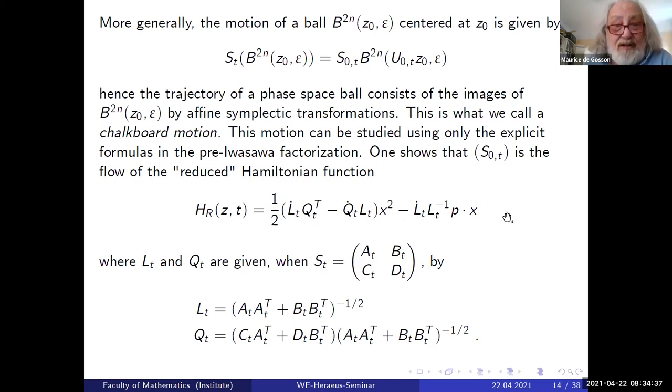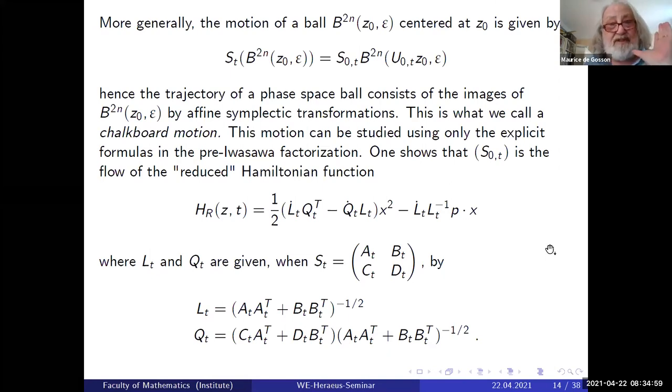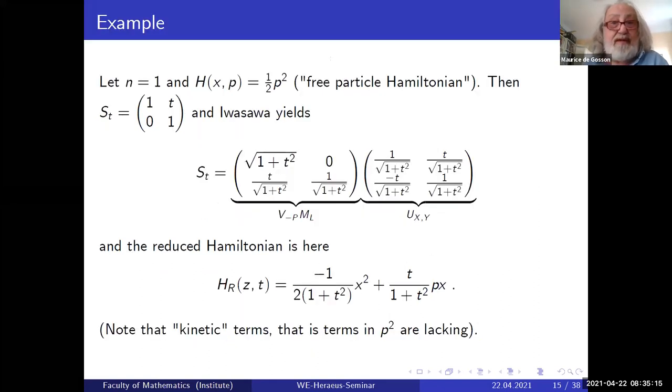And the coefficients here in H_R are easily calculated using the Iwasawa decomposition, and they are given by the two last formulas on this slide here. And this is true actually for arbitrary flows. If you limit yourself to the local flow, which is the only thing which interests you if you want to study the motion of balls or ellipsoids, then the kinetic term will be absent. And of course, the Hamilton equations here for H_R are very easy to solve. Let me give an example here. Let's take n equal to 1. So we have a phase plane here and the free particle Hamiltonian.